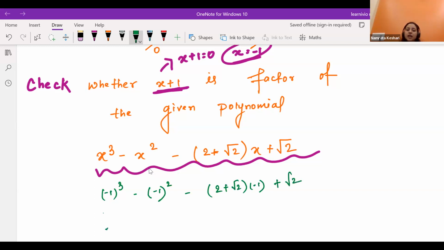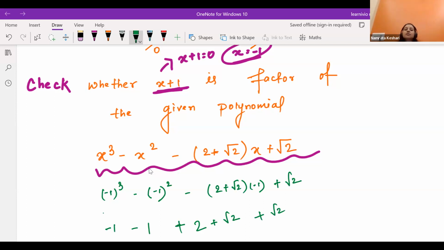Here we are having minus 1. Here we are having minus 1. Minus plus 2 plus root 2. Okay, plus root 2. Yes. Due to this root 2, yes, we can see that it's not a factor.